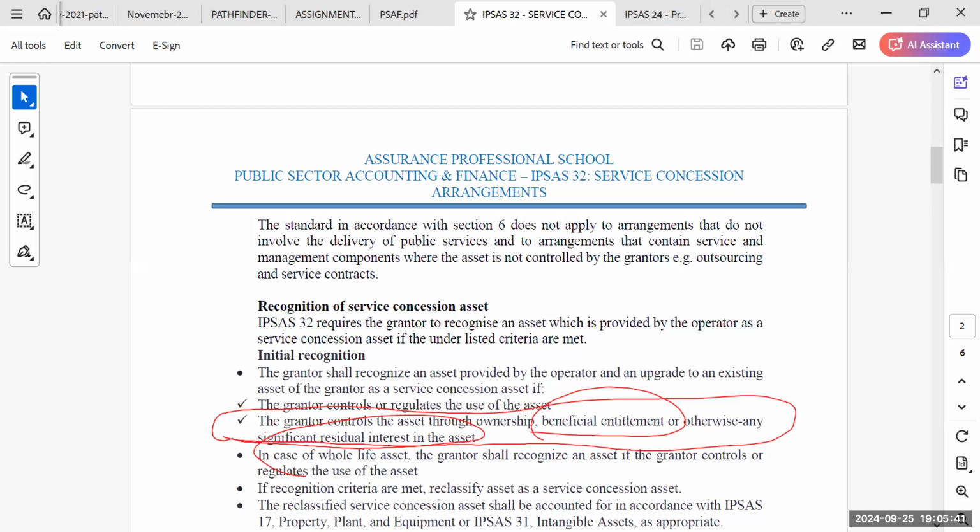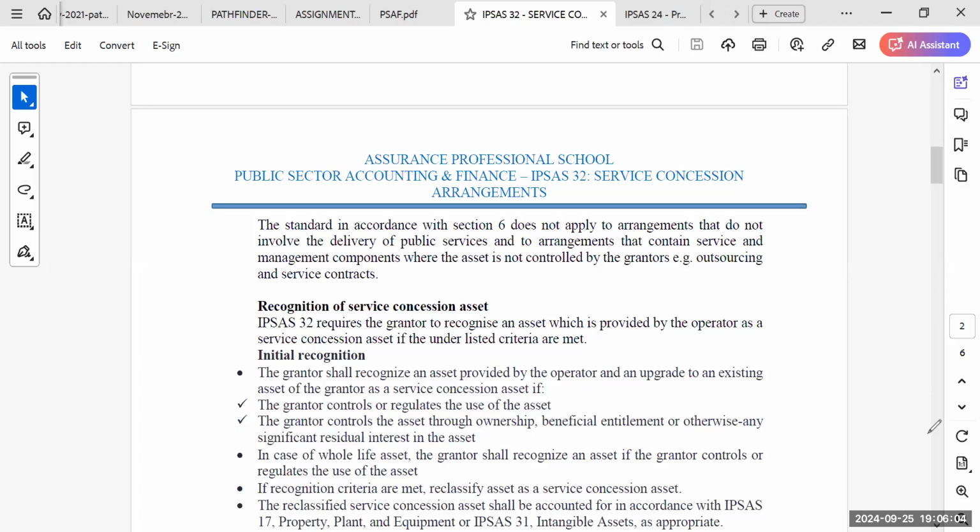If the recognition criteria are met, reclassify assets as a service concession asset. We are talking about existing assets. It's an existing asset, and the recognition criteria are being met. The government will now reclassify the asset. If it's an intangible asset, they will remove it from intangible assets and make it a concession asset in their financial statements.